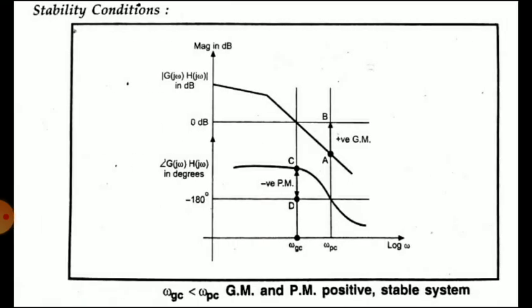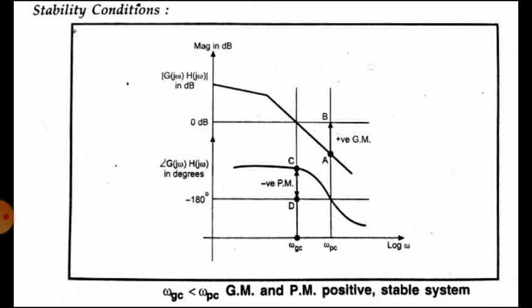So you can see here, after plotting the Bode plot, you have to find out the GM and PM. On the omega PC line you will get the GM, and on the omega GC line you will get the PM. There will be positive PM or negative PM, depending upon the transfer function. And on the omega PC line you will get either positive GM or negative GM.